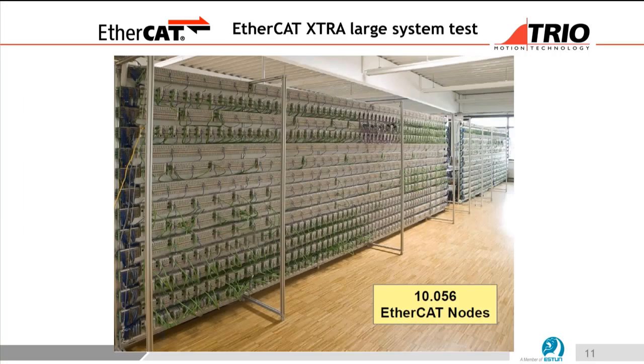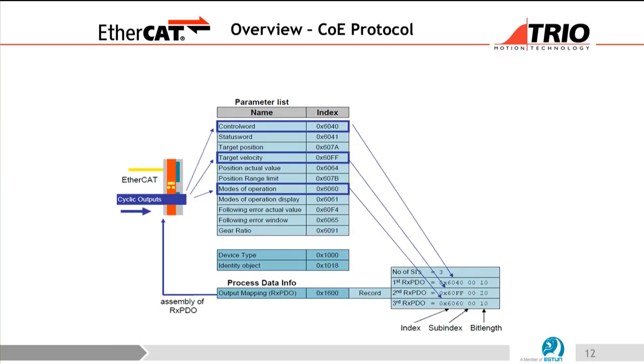So this is an example of Beckhoff, where they have 10,000 nodes on an EtherCAT system, and the thing is, the data is sending faster than the analog way.